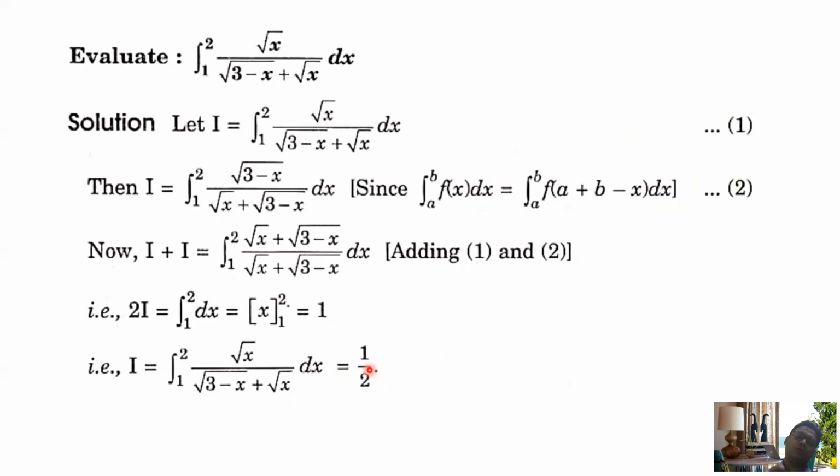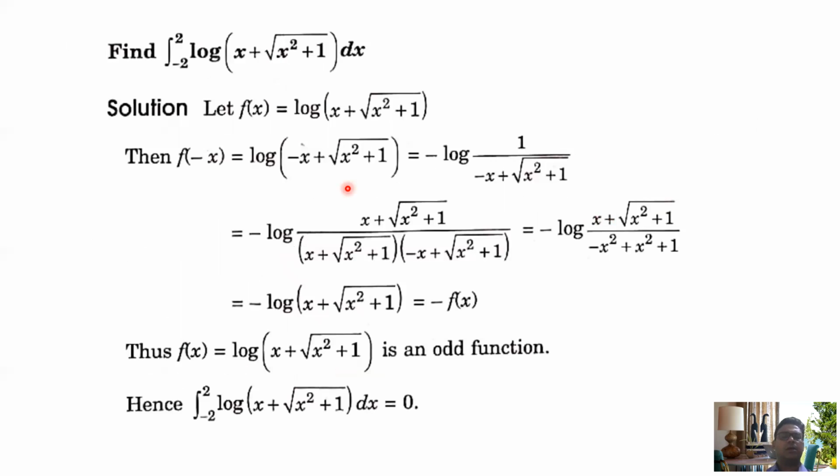This is also very good example. Without practice it is very difficult. So what are the key points? Just you have to check upper limit and lower limit. If I add these two, which is equals to this, yes or no? If yes, then you can apply this technique. Next, this is also very good example.